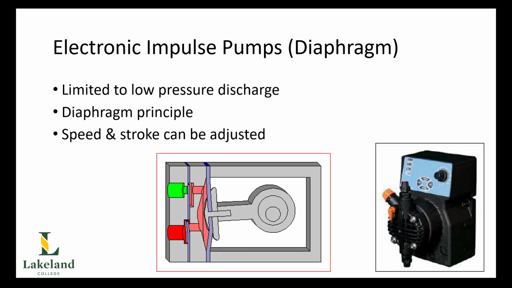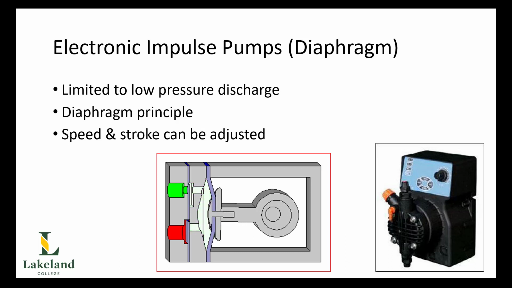and you can see from the animation here how a flexible diaphragm is moved by an eccentric piston moving back and forth as it flexes the diaphragm and pushes the fluid through, and it will once again pass through our check balls on the suction and the discharge side. The same as our plunger pumps, the speed and stroke can once again be adjusted.